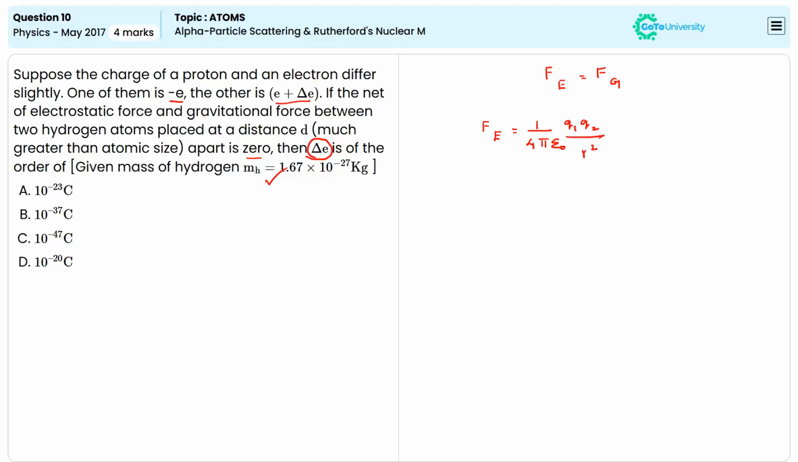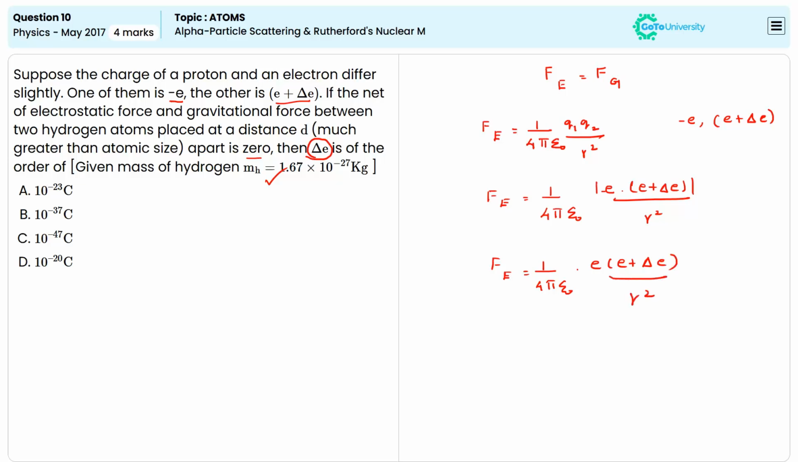As given in the question, there are two particles having charges of negative e and e plus del e. So now we can apply the values. It can be written as Fe is equal to 1 divided by 4 pi epsilon naught, modulus of negative e times e plus del e, divided by r square. So Fe is equal to 1 over 4 pi epsilon naught times e into e plus del e divided by r square. Similarly, we can write the formula for gravitational force as well.